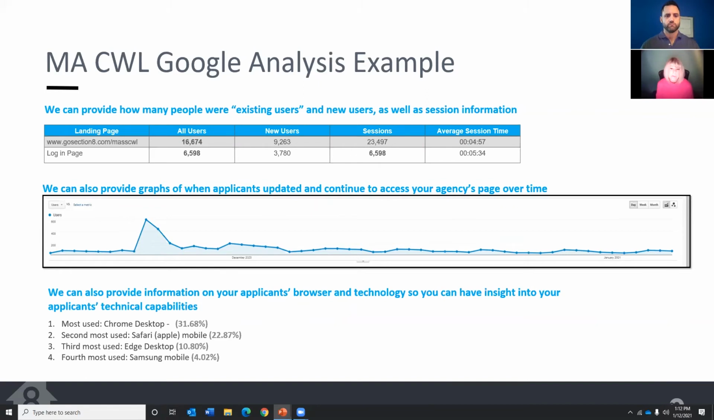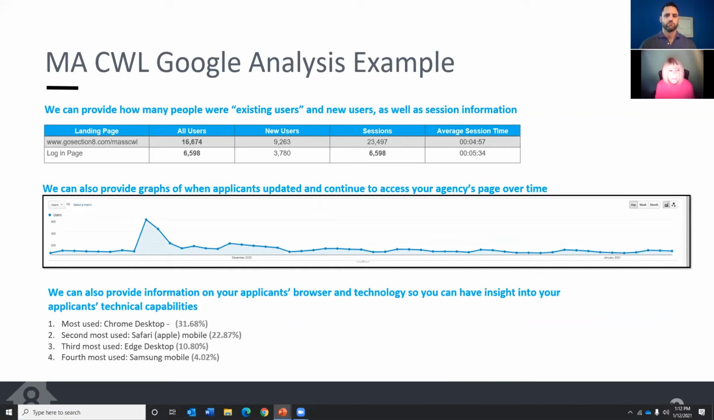This could be good from a standpoint if we're doing continual updates for you on your behalf, we can kind of see where the ebb and flow is coming from. And probably the most important thing I feel is that we'll be able to break down the technology usage behavior for every applicant. What browser are they using? What technology are they using?